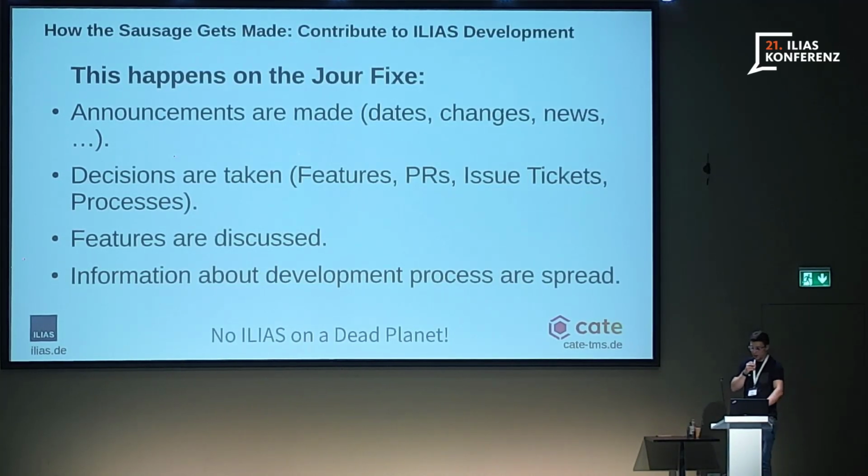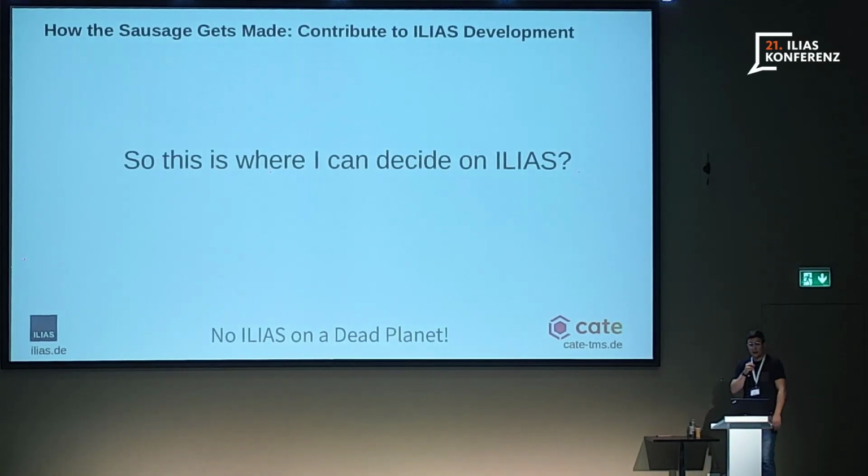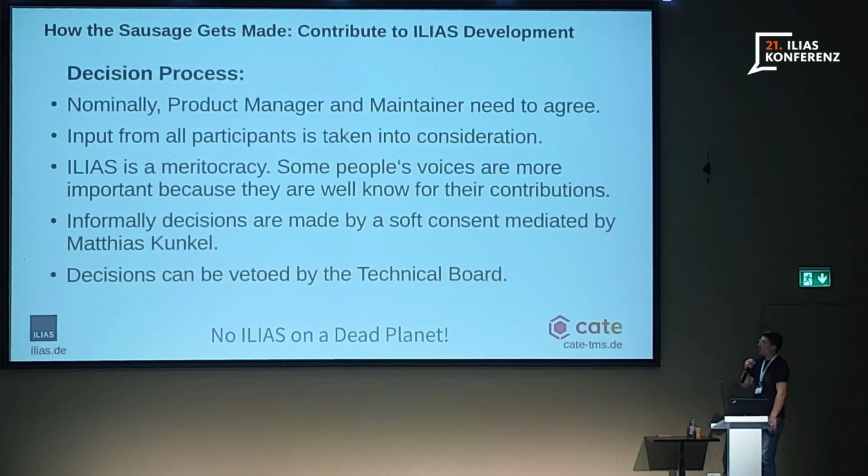So you might ask yourself, is that the place where I can decide on Elias personally? And like I tried to tell you in the beginning, it's kind of hard to understand how that decision process actually works. Nominally, from our process description, the product manager and the maintainer for a certain component together decide on the Jufix. So these are the persons who need to make the decision nominally. But in reality, input from all participants is taken into consideration.